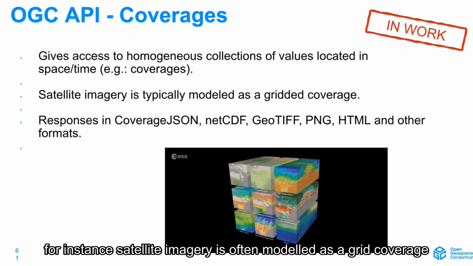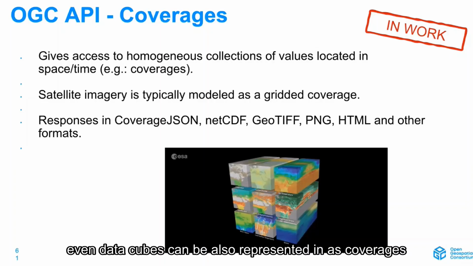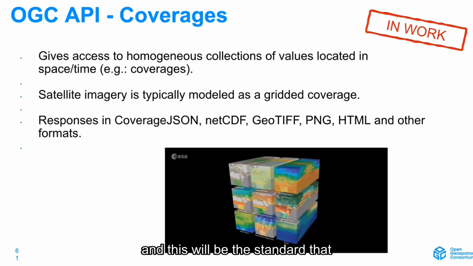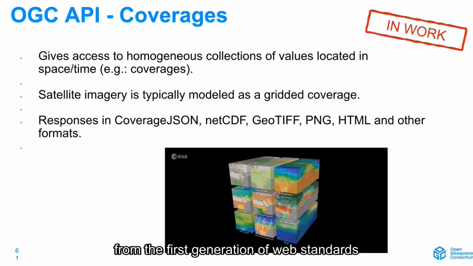There are many examples of coverages. For instance, satellite imagery is often modeled as a grid coverage. Point clouds, even data cubes can also be represented as coverages. And this will be the standard that would replace the WCS standard from the OWS family, from the first generation of web standards.